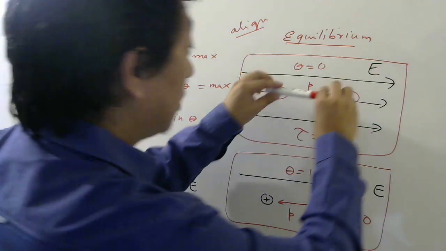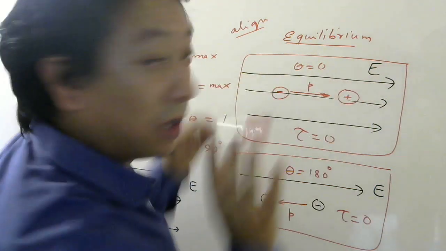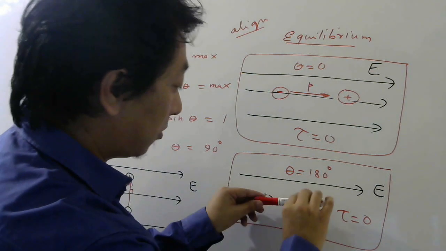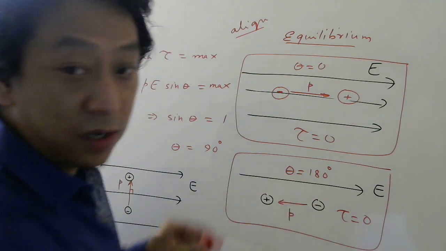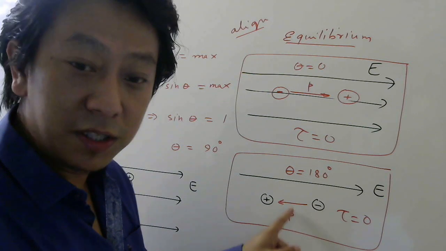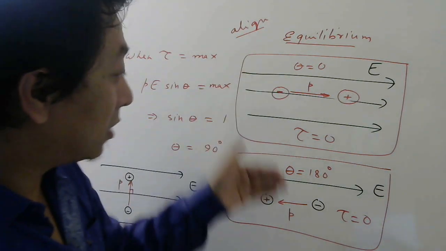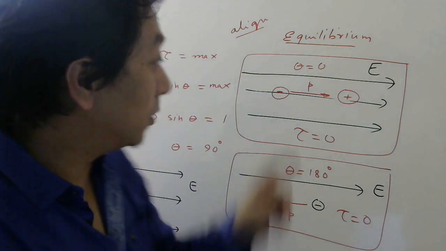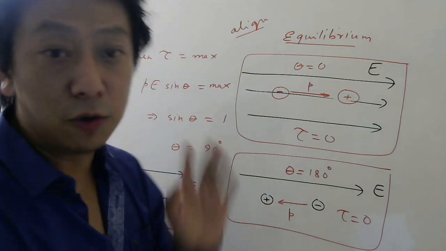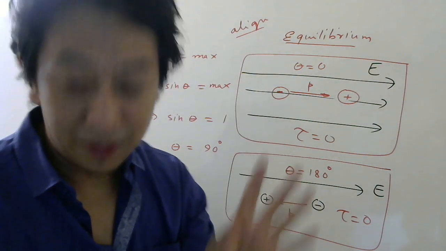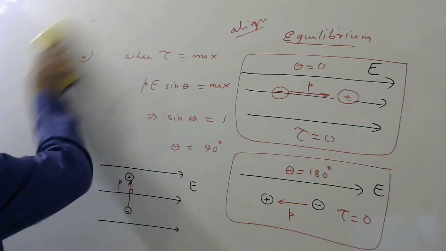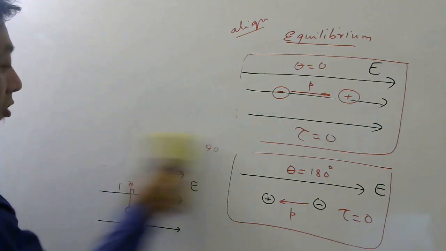But here, if you keep the dipole like this and you leave it, it will stay at rest only. Similarly, if you keep this dipole at rest and you leave it, since torque is 0, it will stay at rest only. That's why these two are called equilibrium positions. But there is a difference between this equilibrium and this equilibrium. Let us quickly discuss that. Okay, so I hope these two concepts are clear. So just tell me quickly, when is the torque 0?